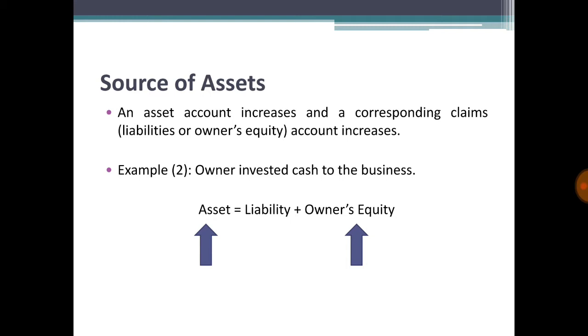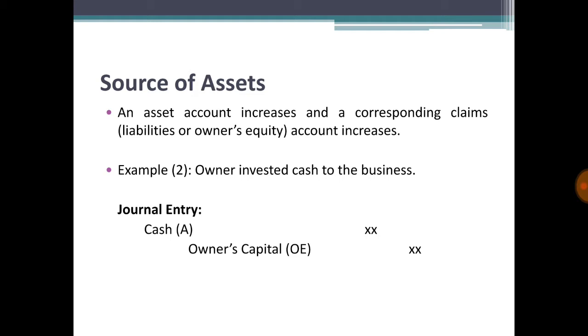If we are going to make a journal entry for this transaction, we will have a debit of cash and a credit of the owner's capital account. So cash is debited, therefore there is an increase in our asset. And owner's capital is credited, therefore there is also an increase in our owner's equity account. Now take note, for owner's capital, the normal balance of this account is a credit balance. So since this is credited, it indicates an increase in our owner's equity account.